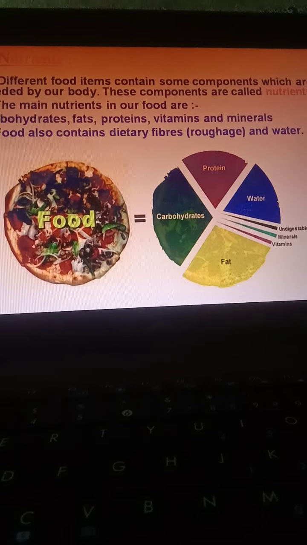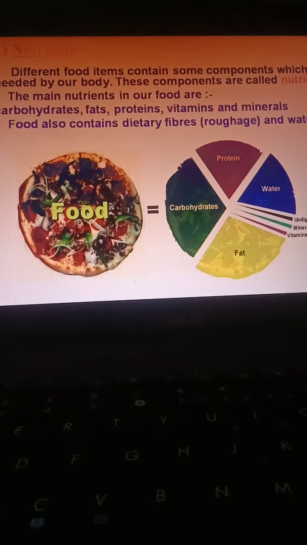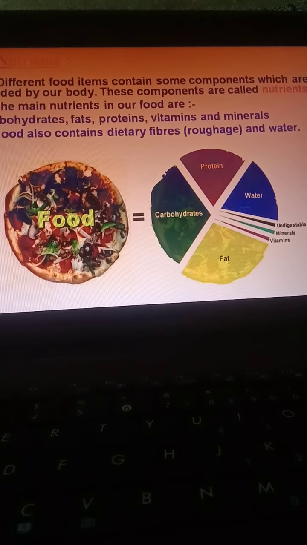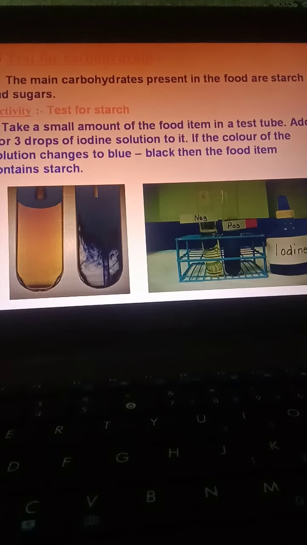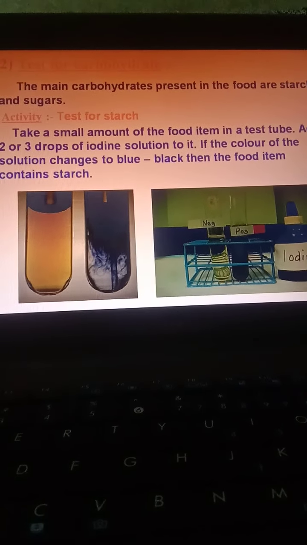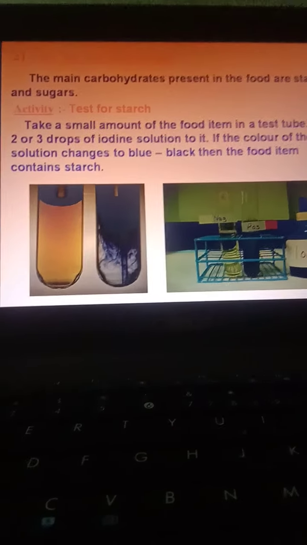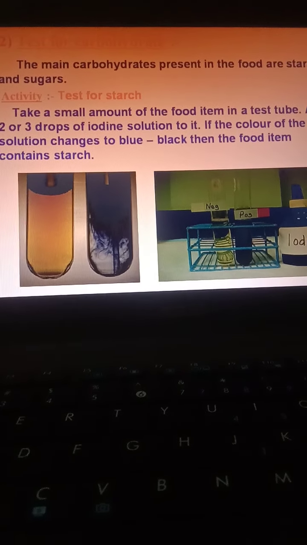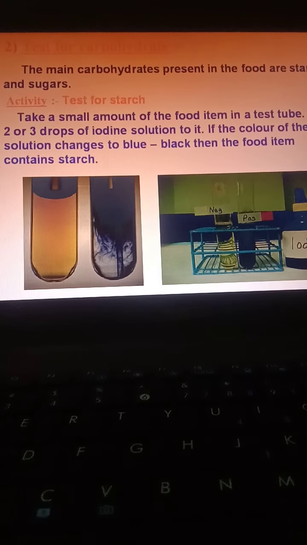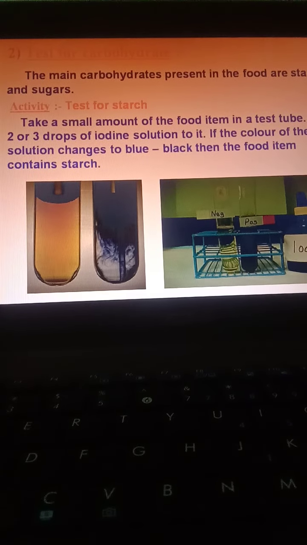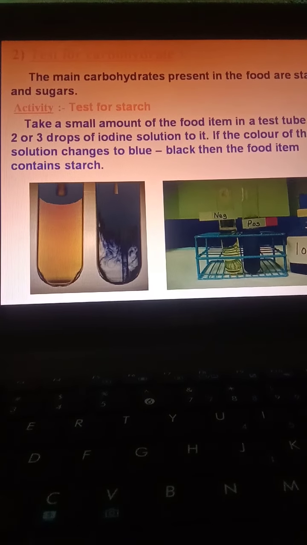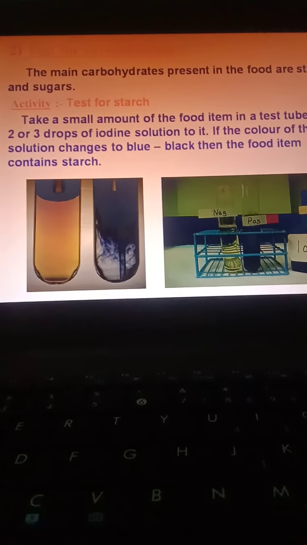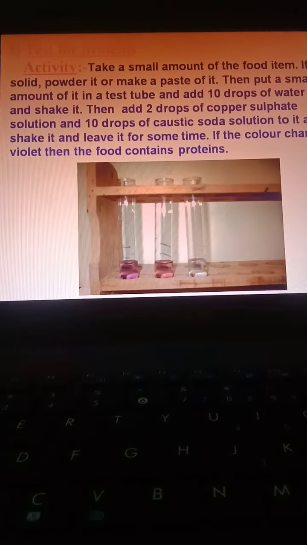Main nutrients in our food are carbohydrates, fats, proteins, vitamins, minerals. Food also contains dietary fibers and water. How will you test for carbohydrates? The main carbohydrate is starch and sugar. We can test this carbohydrate with the help of iodine solution. Put 2-3 drops of iodine solution on the food item. If it turns blue-black, it shows that this food contains starch. This activity we will do when lockdown will open and we will go to school.